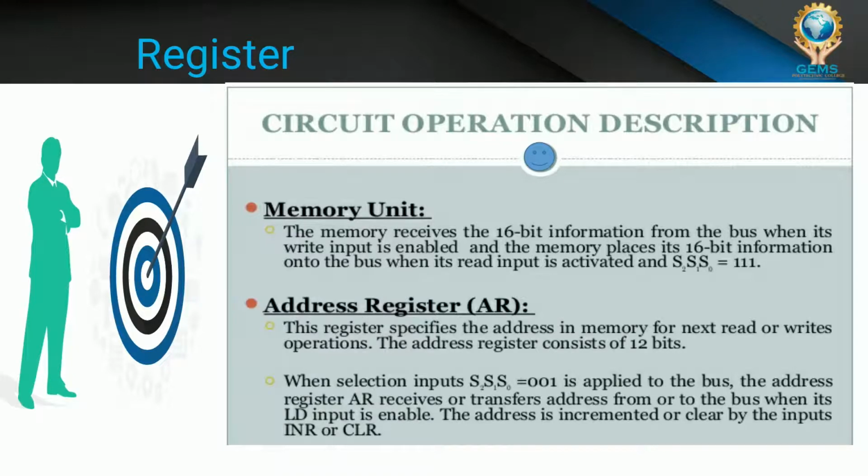This register specifies the address in memory for the next read or write operation. The address register consists of 12 bits. It talks especially about the address. The address register helps us to store the address of a particular location, a particular data that we have to understand.